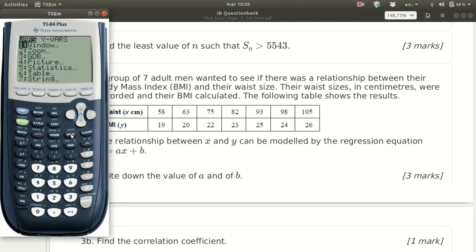I'm going to click on vars. I'm going to go to the right to yvars. I'm going to click on function. And I'm going to save it in y1. Okay, so I want to store the equation in case that I need to use it. And then calculate.